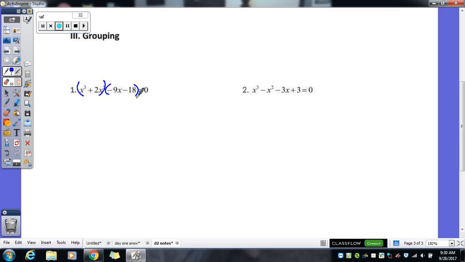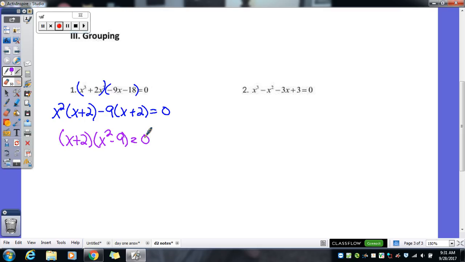What's our GCF in the first 2? Very good. So I pull out my x squared, I'm left with x plus 2. What's our GCF for the second set? Very good, -9. And the one thing people keep forgetting, when I pull out that -9, my 18 now turns to positive, so it still becomes x plus 2. So those match. So now I'm going to pull my x plus 2 out in front. And then I write what's left in the other set of parentheses, so the x squared minus 9.